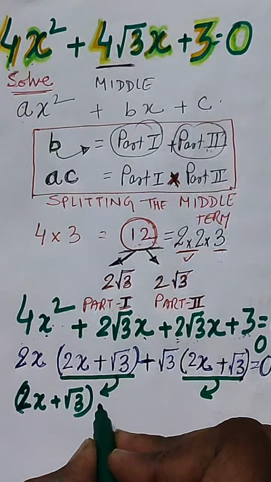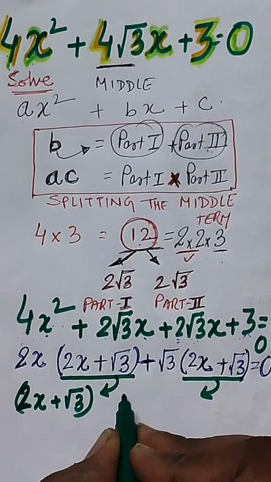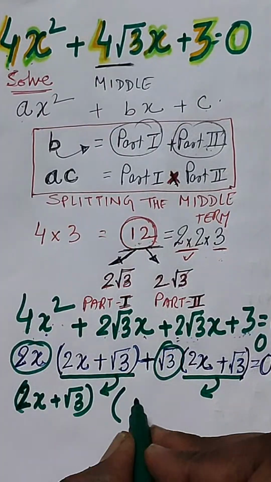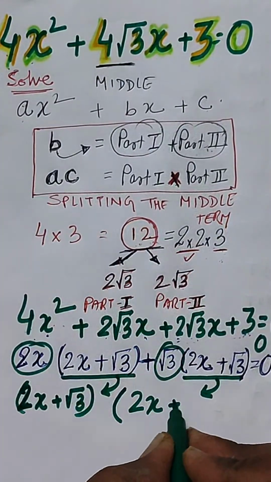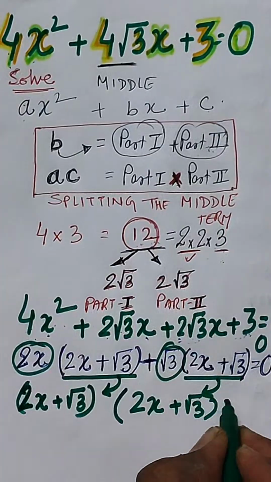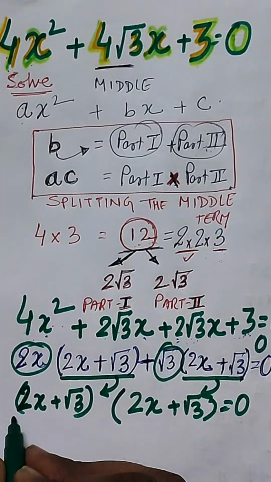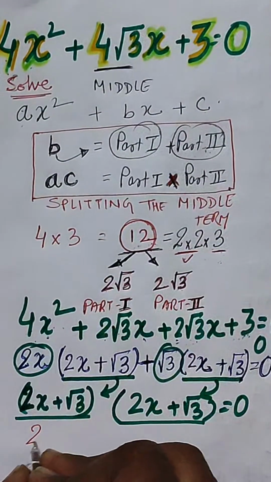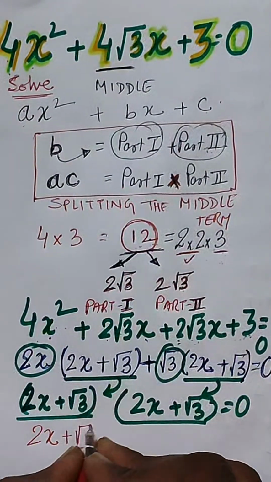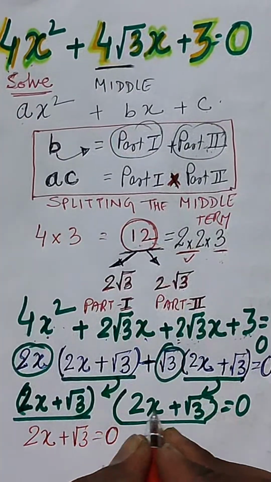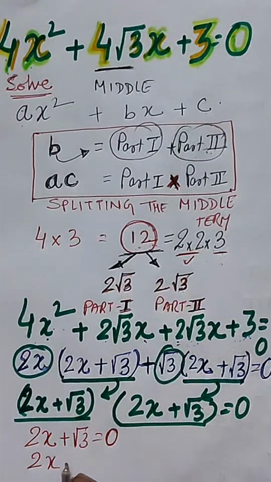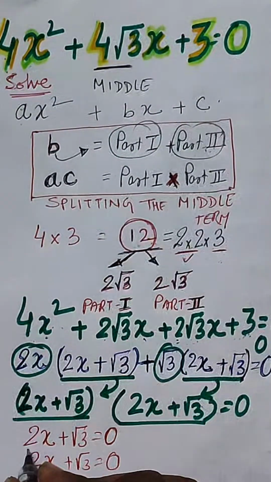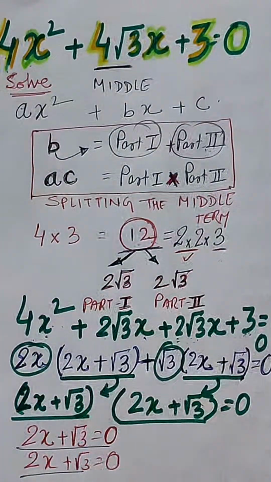appear there, right? So if this is taken as common, we are left with here 2x and this root 3, right? So we have 2x plus root 3 is equal to 0. So here you can see 2x plus root 3 is coming two times. So can we write it as 2x plus root 3 is equal to 0, and again 2x plus root 3 is equal to 0. This is happening two times, my dear friend.